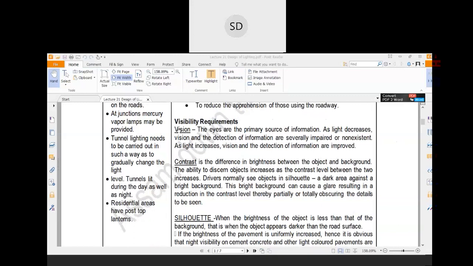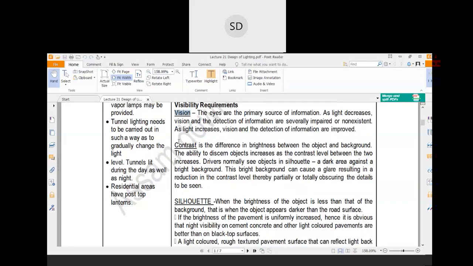Now this visibility requirement. So first one is vision. The eyes are the primary source of information, because as the light decreases, vision and the detection of information are severely impaired or non-existent. So if there is a light source, then only you can see, otherwise you cannot see. As the light increases, vision and the detection of information are improved. So for this reason, during the daytime there is no chance of lesser visibility, because of the sunlight you can see all the objects near the road surface and on the road surface. So during the night time, if the visibility is increased with the help of road lighting, it will enhance your vision.